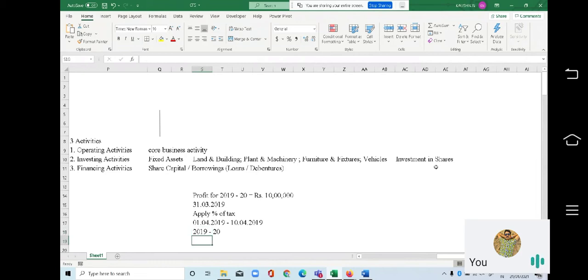So in 2019-20, whatever amount you pay as tax is not the tax amount of 2019-20. It is the tax amount of which year? Sorry, you'll be paying it in 2020-21. I made a mistake.